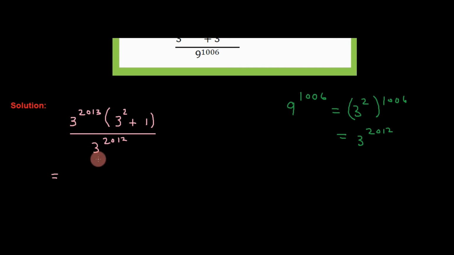Now, here we are dividing, and the bases are the same, so we can subtract the powers. And in the brackets, we are left with 10. So, 2013 minus 2012 is 1. So we're left with 3 to the 1, or just 3. And 3 times 10 will give us 30.